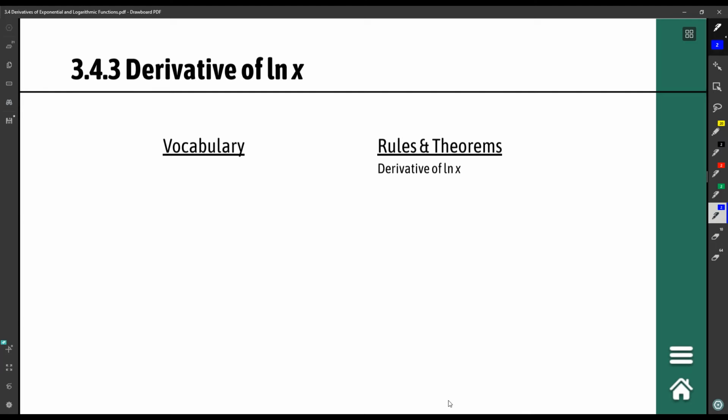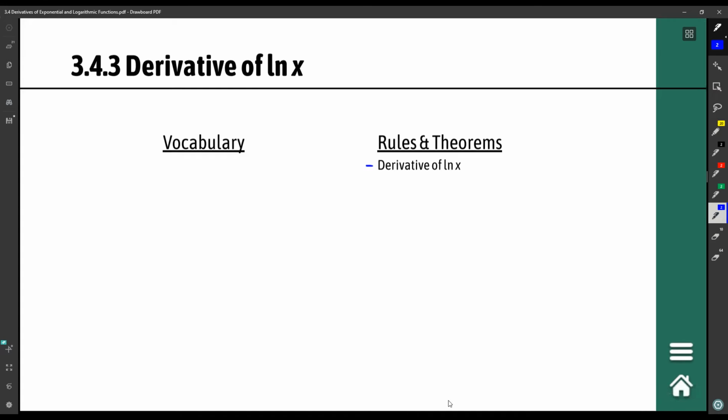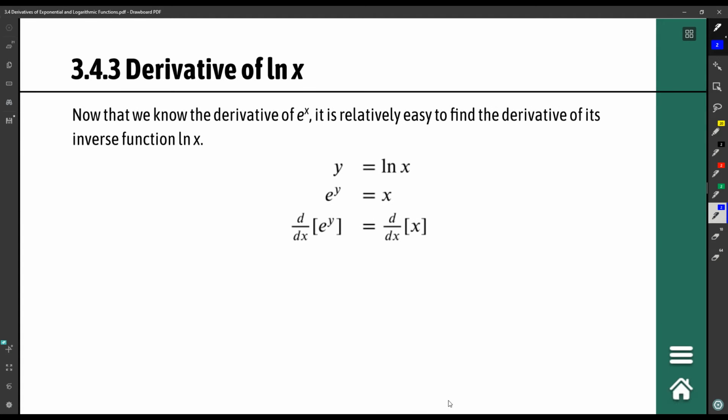Next, in section 3.4, we have the derivative of the natural log function. And that's the only new rule here, no new vocabulary. So let's begin. Now that we know the derivative of e to the x, it becomes relatively easy to find the derivative of its inverse function, the natural log of x.